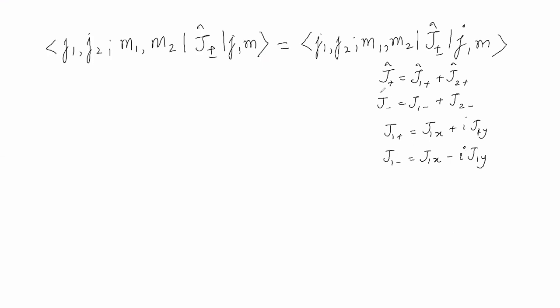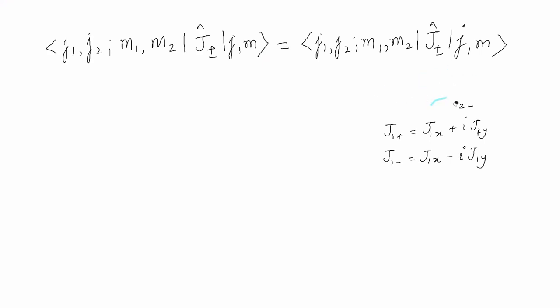And we know that J1 plus, we have written as J1x plus iJ1y. J1 plus is the conjugate of J1 minus. Okay. Now you see, this J plus minus I will keep as it is. I will change this J plus minus to J1 plus minus plus J2 plus minus. And that is why I wrote both these equations.